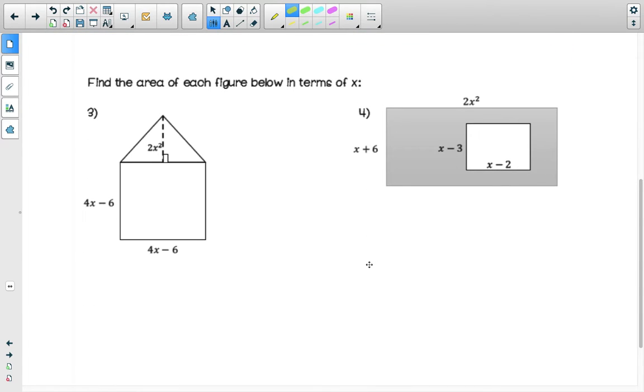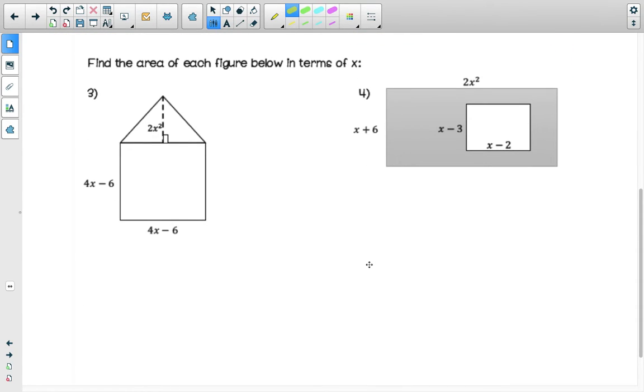Now we're going to find the area of each figure below in terms of x. So in question 3, we actually have 2 pictures here. So we have the area of a triangle on top and also the area of, since both of these sides are the same, it looks to be a square. On question 4, it looks to be we want to find the area of the shaded region. So let's write that out. We want the area of the shaded region, which looks to be a rectangle with a little piece cut out of it.